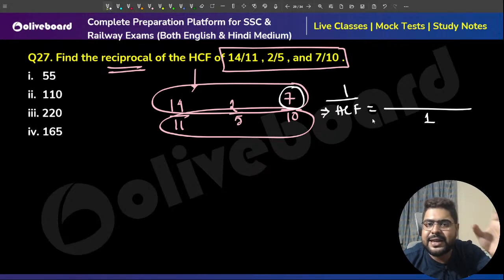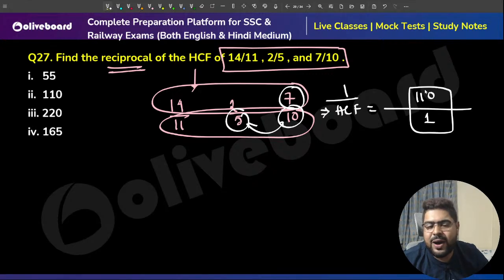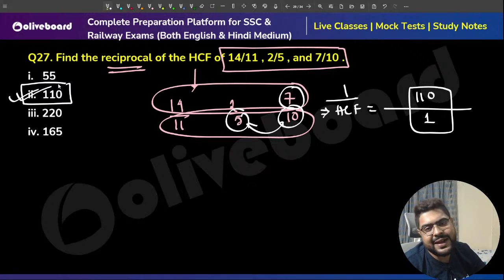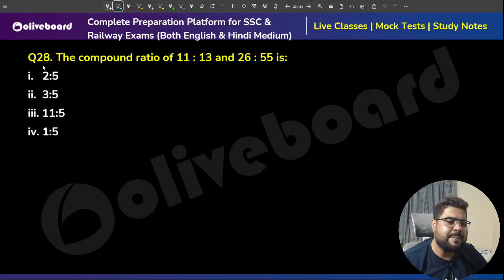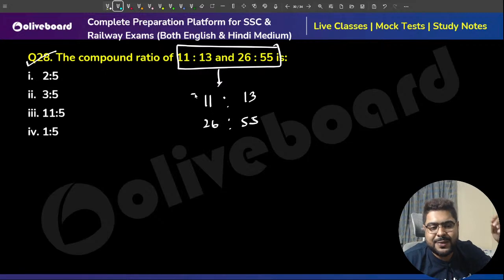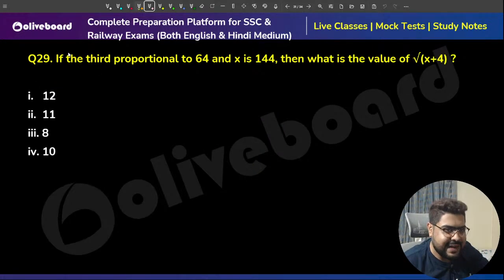And LCM of the denominators. 5 and 10, you don't need to take 5 because 10 already has 5. So it is 110, sir. 110 by 1, sir, 110. That is clearly your answer. Very simple thing. Compound ratio of this, again very simple. Multiply, sir: 11, 13, 26, 55. In compound ratio, multiply means you can cancel, sir. This is 5 times, this is 2 times. The ratio 2 to 5, option 2. Option 1, sir. Next one, sir.